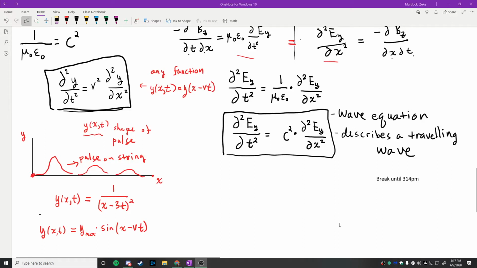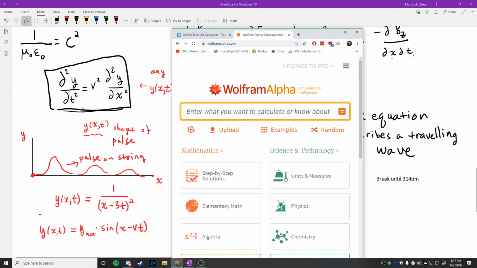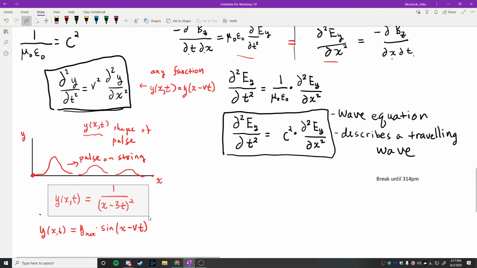So this is hour 2. We're going to start talking about wave equations and solutions to this equation in general. Waves, traveling waves, whether they be on strings or water or sound waves. And we're going to use Wolfram Alpha to plot each of these things so I can show you why it's a wave.